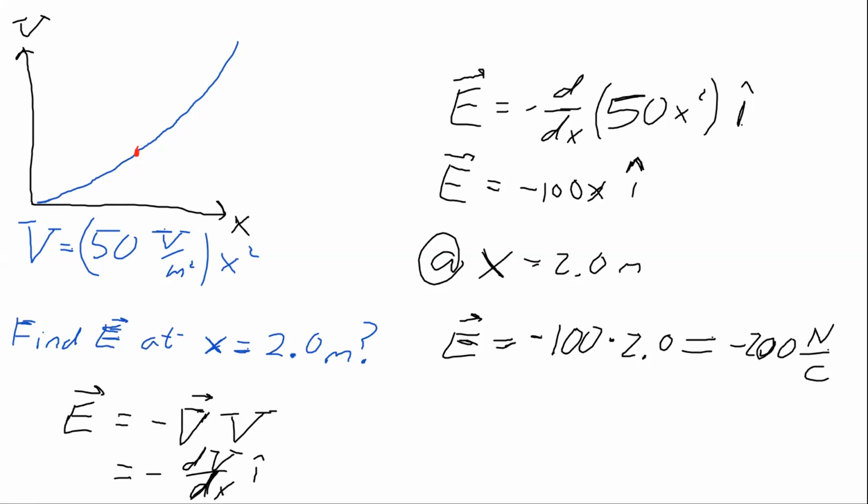Of course, once you get electric field, you can find forces. If the question asked what would be the force on a charge if you put it at x equals 2.0, you would have to do all this anyway to find the electric field, and then you go ahead and do F equals QE to find that force. So sometimes you'll still have to go back to those equations if it's asking for force, but that's how you would do that.